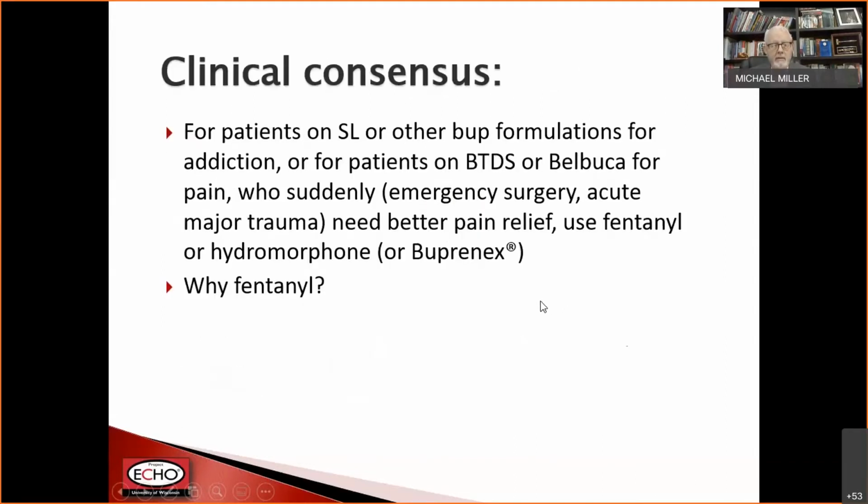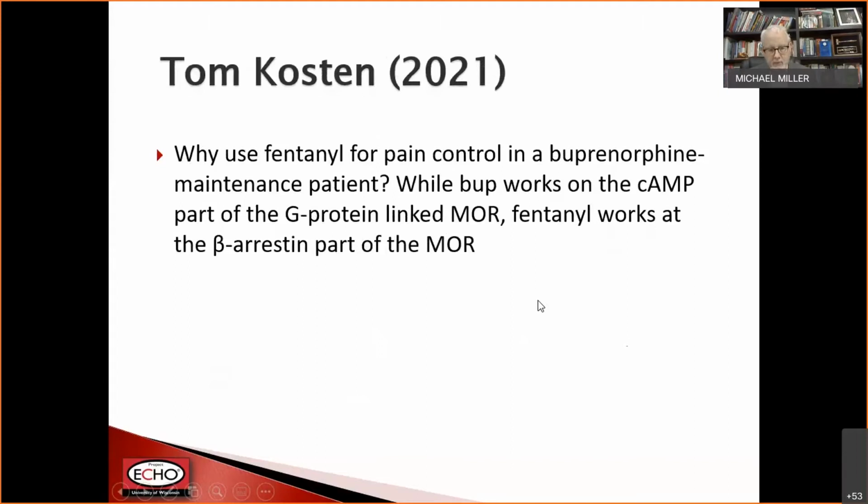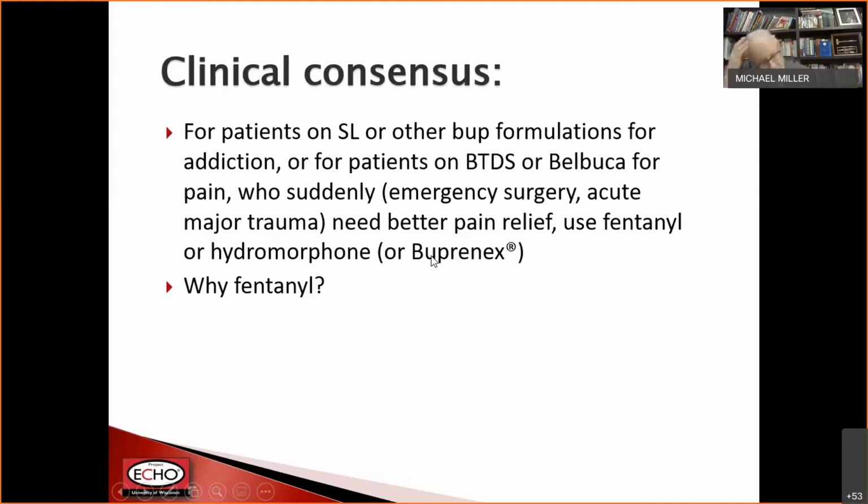And is that coming, Tom Costa? And I gave him a phone call a week ago, and we had to talk about this because he was doing bup research in the 80s. And so he says that fentanyl actually works at the beta-arrestin part of the mu opioid receptor, not the primary site. So, I've always heard clinically that fentanyl can bypass blockade of or receptor occupancy of buprenorphine, and this is sort of why. So, again, in acute situations, fentanyl and hydromorphone is suggested.